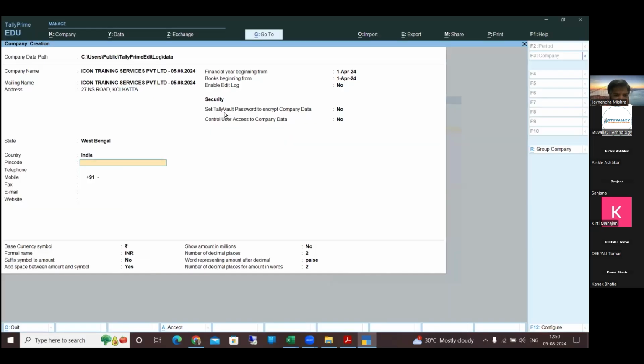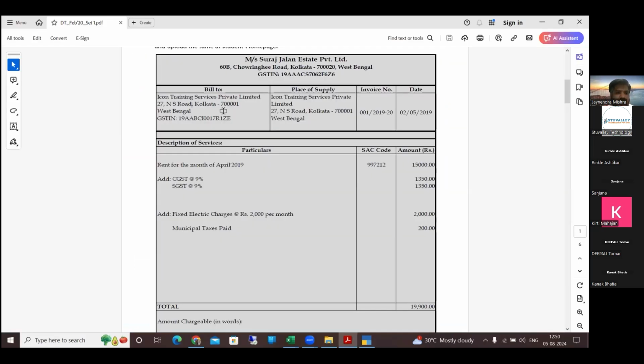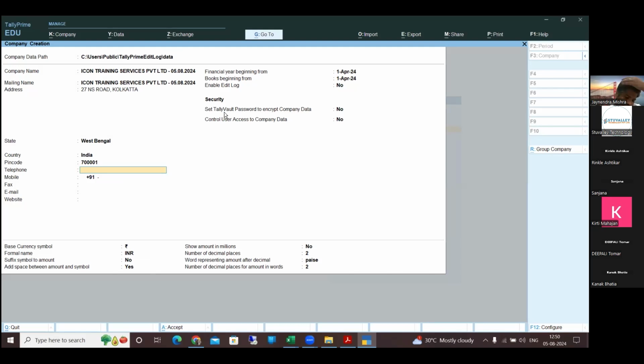NS Road, Kolkata. Pin code 7 lakh 1. Telephone number, mobile number is not required.